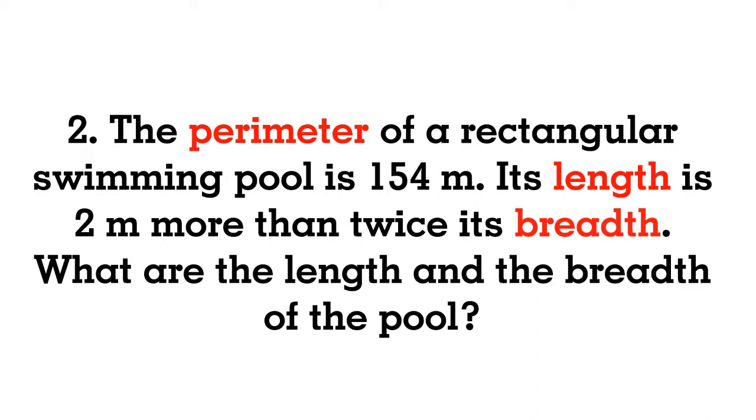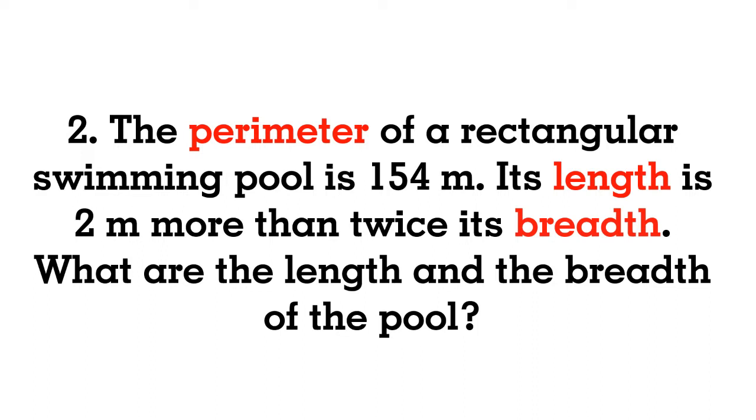The perimeter of a rectangular swimming pool is 154 meters. Its length is 2 meters more than twice its breadth. So its breadth is not given to us, but instead they have told us what the length is. It is 2 more than twice its breadth. So what are the length and breadth of the pool?